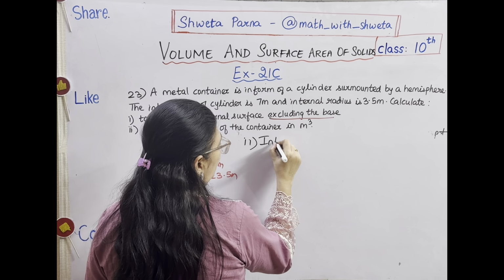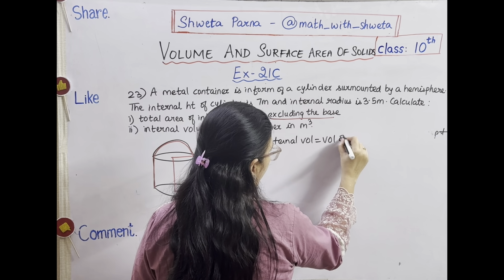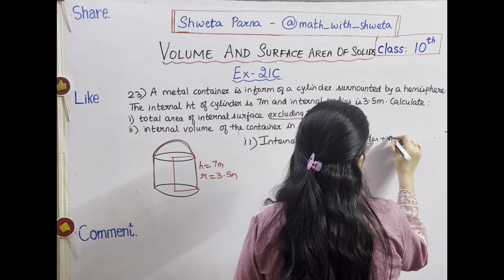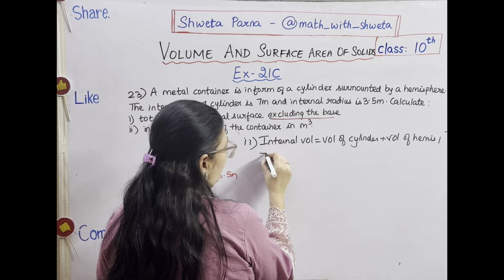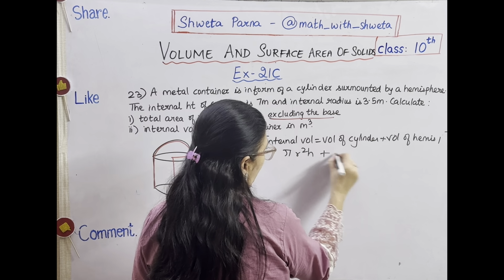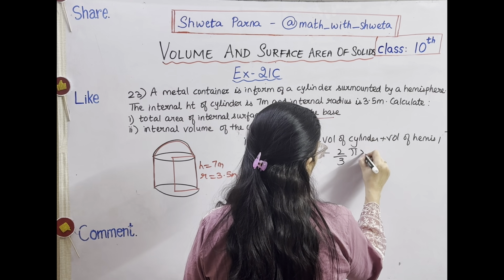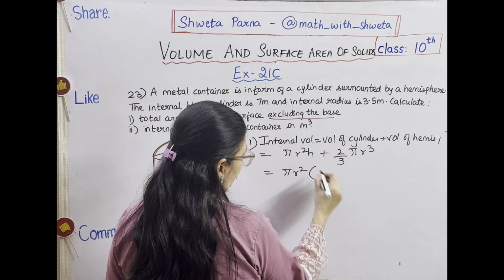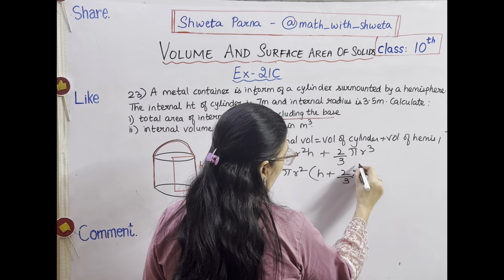So internal volume would be volume of cylinder plus volume of hemisphere. What is the volume of cylinder? It is pi r square h, plus volume of hemisphere is 2 by 3 pi r cube. You can take common as pi r square. In bracket you will get h plus 2 upon 3 into r.